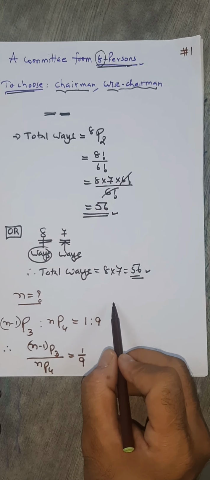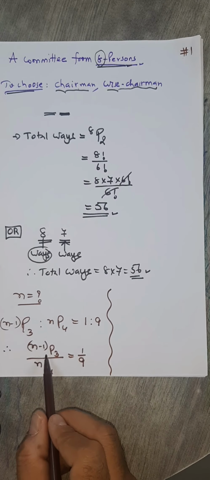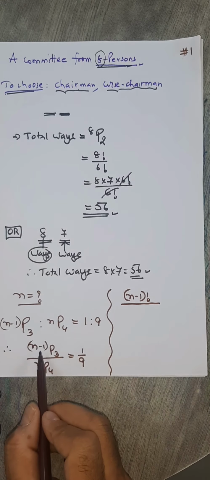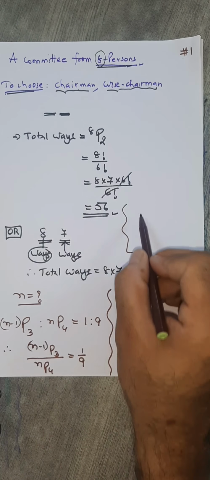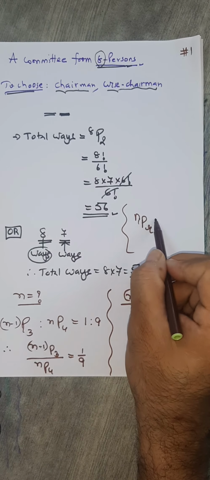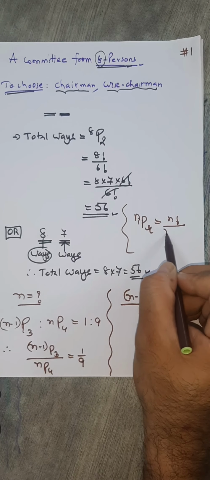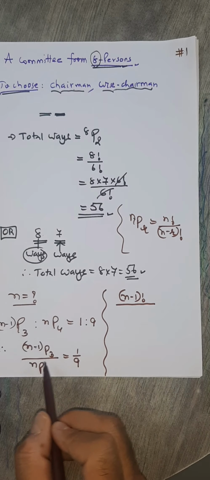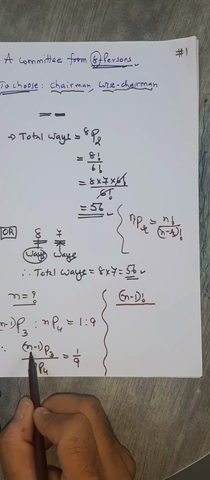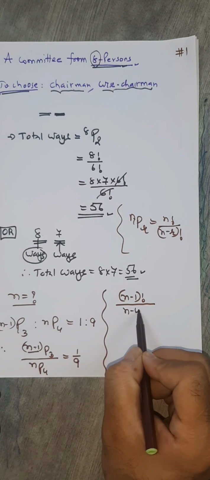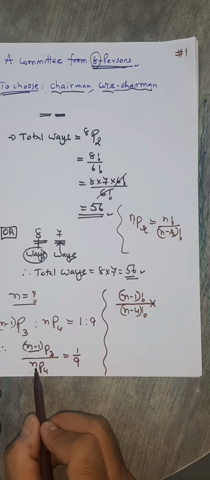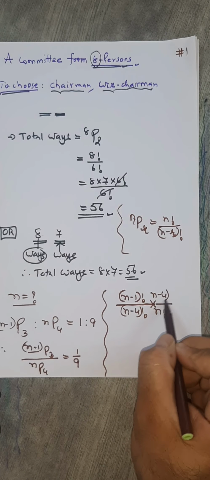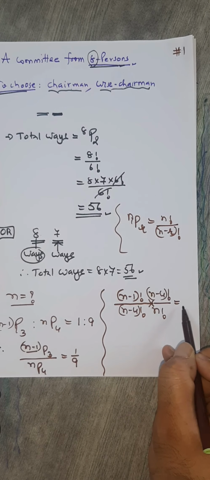Fine. Now let's simplify here. What is this? Use the NPR formula. What's the formula for NPR? You know NPR is given by n factorial upon n minus r factorial, you know it. So here what I'll get? n minus 1 minus 3, which is n minus 4 factorial, upon n factorial here, and the denominator of the denominator becomes numerator, n minus 4 factorial, equals 1 by 9.